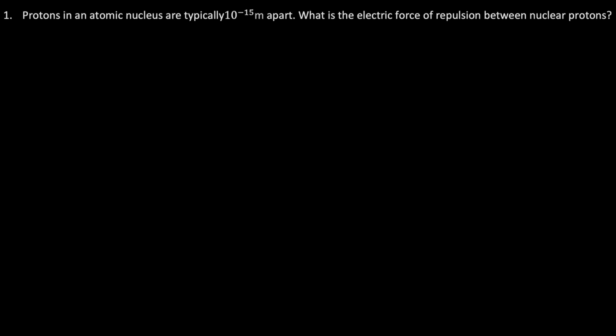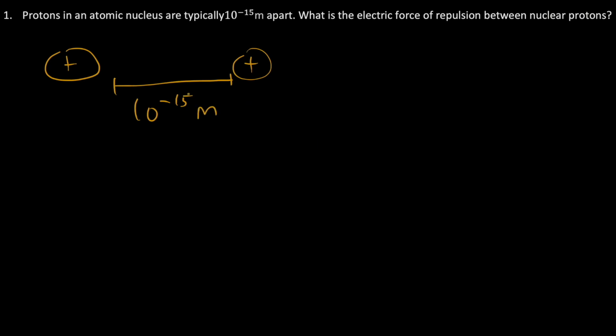Problem 2. Protons in an atomic nucleus are typically 10 to the negative 15th power meters apart. What is the electric force of repulsion between nuclear protons? So imagine you have two protons, and the distance between them is 10 to the negative 15th power meters apart. So what is the repulsion? What is the electric force of repulsion between the nuclear protons? So we know they are going to repel each other because they have the same charge, and their force can be calculated by using Coulomb's law.